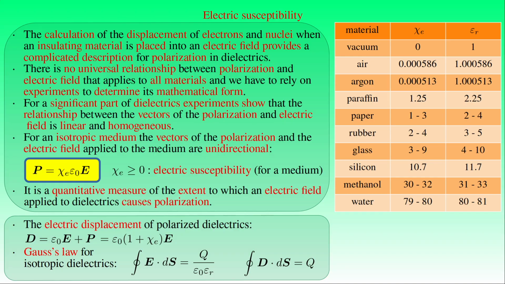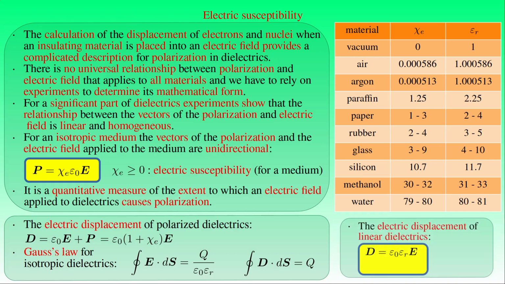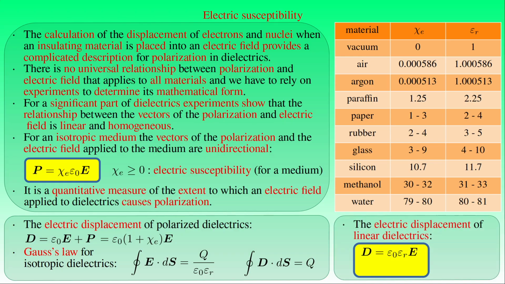If we substitute the expression obtained for the electric displacement D into the second integral equation and compare the result with the first equation, then we find that the electric displacement D of linear dielectrics, in which the polarization is directly proportional to the electric field, is given by the vacuum permittivity epsilon naught times the relative permittivity epsilon R of the dielectric, times the electric field strength E. As a result, we can express the relative permittivity epsilon R as 1 plus the electric susceptibility chi E of the dielectric. This relationship between epsilon R and chi E can be seen in the table as well.